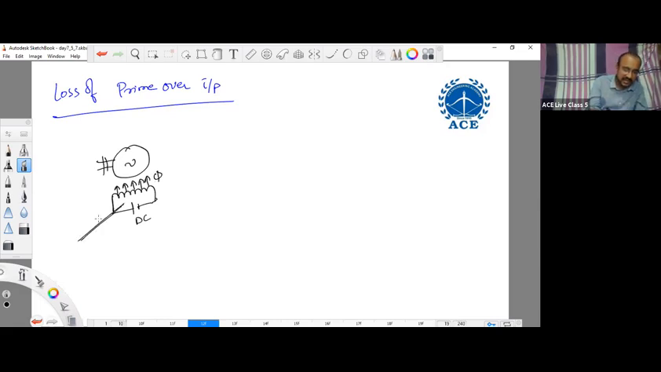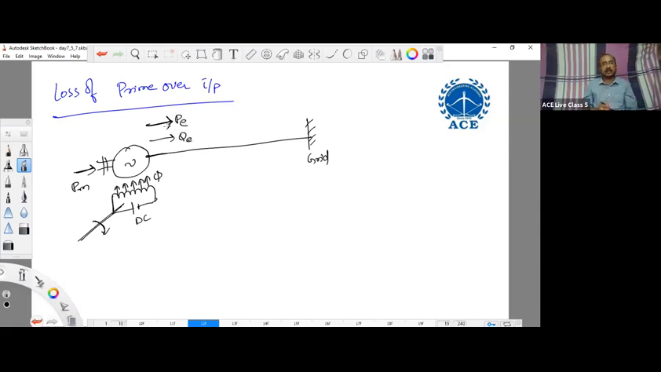This field winding is rotated with the help of an external mechanical input, and whenever the flux cuts, there is an induced voltage. Due to the mechanical input, the rotor is rotated, and it generates both real power and reactive power, which is delivered to the grid. This is during normal condition.